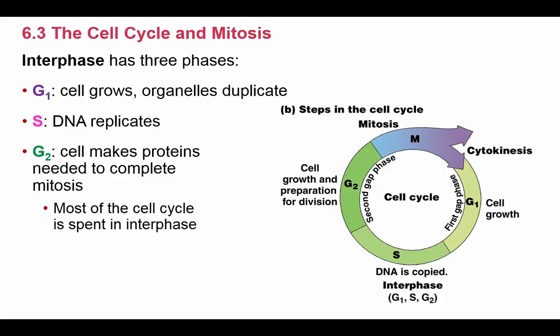And then remember, this is where it's going to be held together by the centromere, making those identical sister chromatids. And then in G2, the second gap phase, this is where more growth is going to occur, and the cell is going to make proteins that are needed to finish out the cell division process.